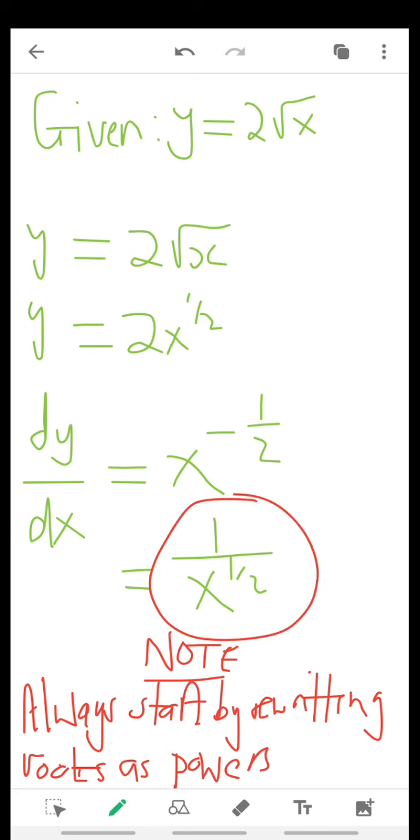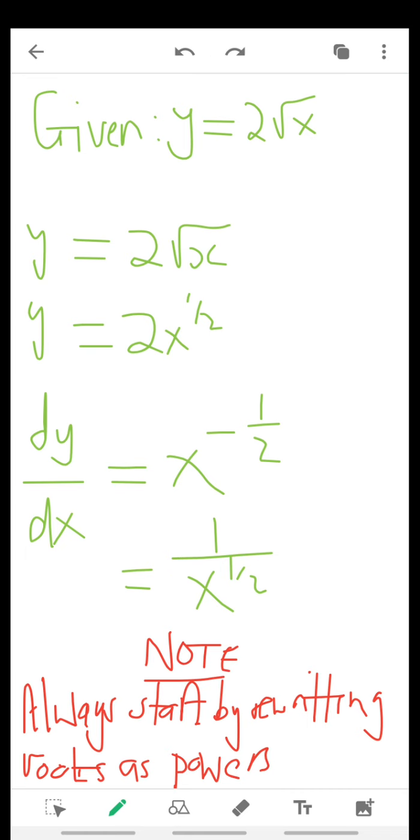Unless you are told to write your answer in positive exponents. So x to the power of minus half, the minus, and then the 1 over, okay, 1 over the same base x to the power now positive exponent.